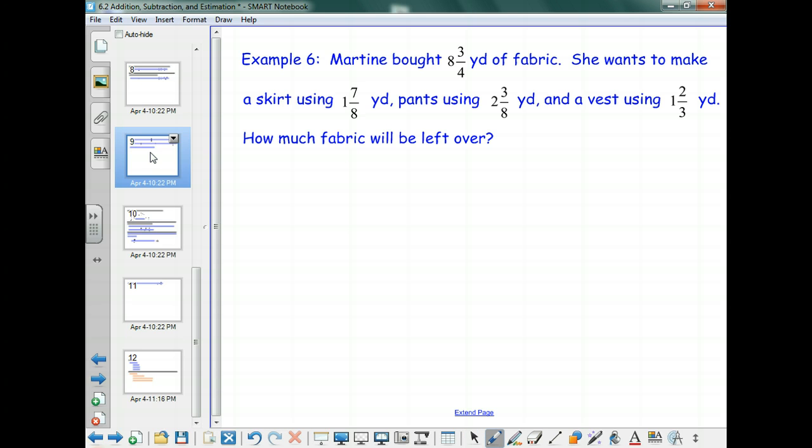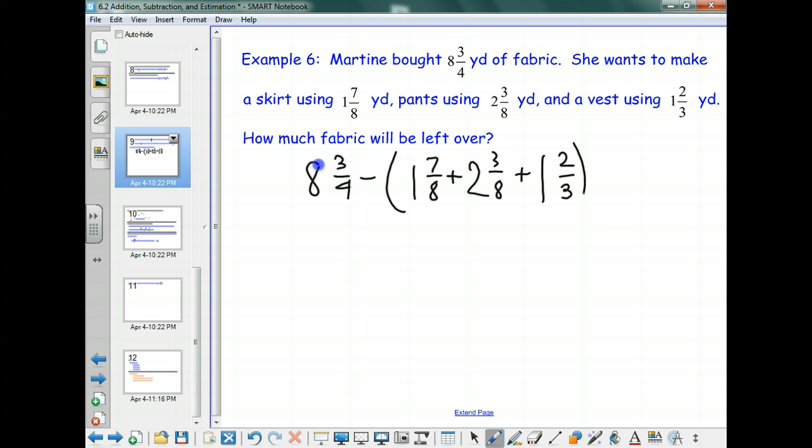Okay, so remind me your name? Cicely. Cicely says, how about we add the 3 things that she wants to make together, and then subtract that from how much she actually has at the beginning. Sounds like a good approach. You okay with that? All right, so the amount she has at the beginning was the 8 3/4. And then literally what you want to do is subtract the next 3 things added. So that was 1 7/8, 2 3/8, and 1 2/3.